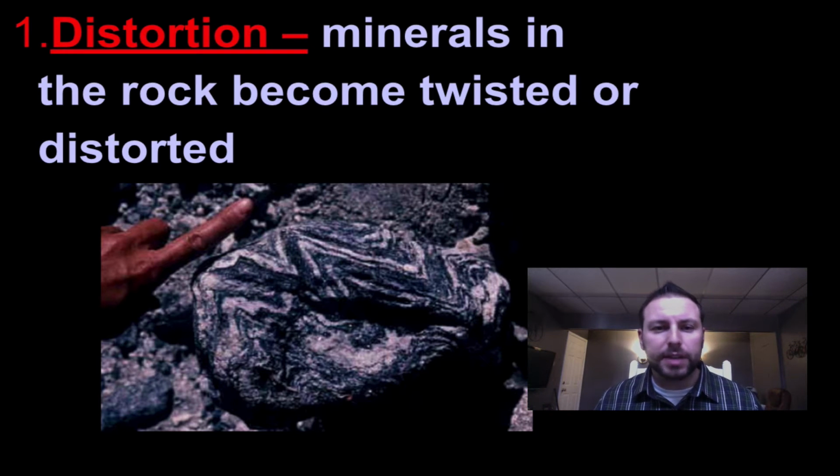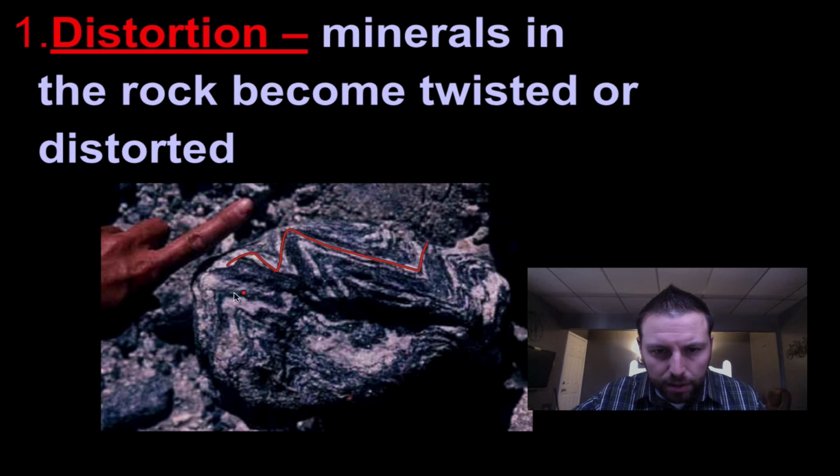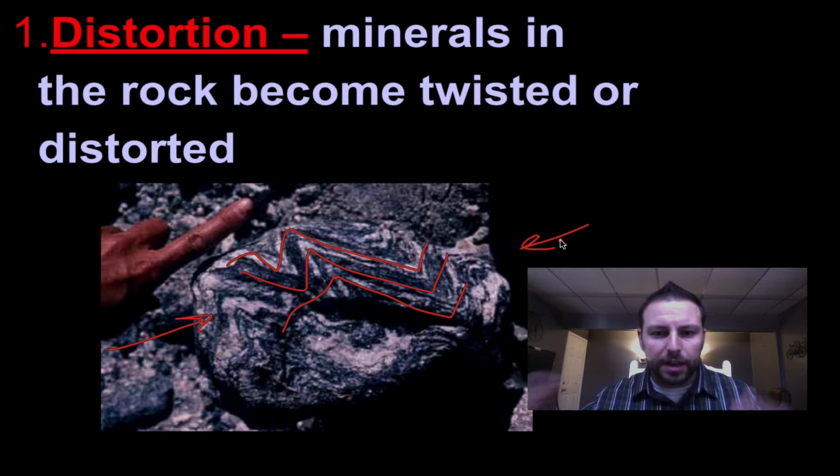One of the easiest characteristics of metamorphic rocks to identify is distortion. Distortion is when the minerals in the rock become twisted or distorted. So here you can see these alternating light and dark bands that run through. But notice they're in these weird patterns that follow through. This is because there was stress put on the rock and it caused it to crumple. And when it did that, the layers right here got distorted.